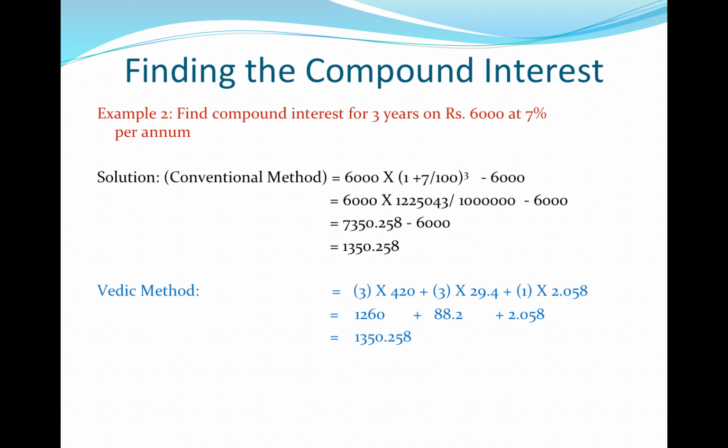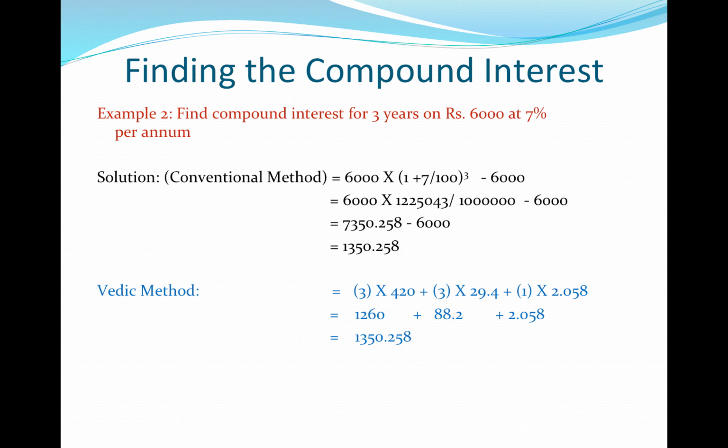Okay, next example is to find compound interest for 3 years on rupees 6000 at 7% per annum. With the conventional method, using that formula, just put values: 6000 as principal, 7% as rate of interest, and 3 as the number of years. 6000 multiplied by within that 1 plus 7 upon 100 raised to the power 3 minus 6000, which is 6000 multiplied by 1.225043. Okay, lot of calculation is there. Finally, we got 1350.258 as compound interest with lot of calculation.